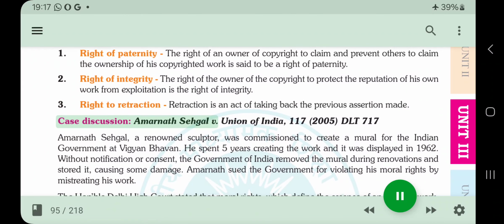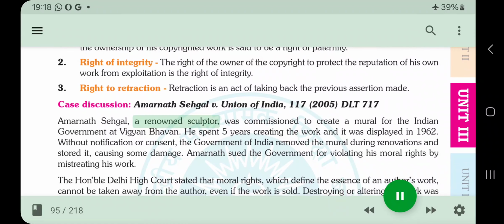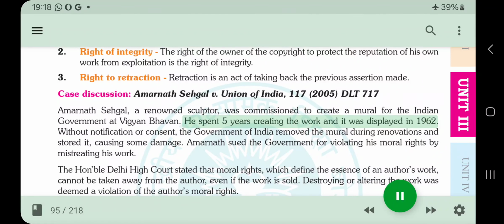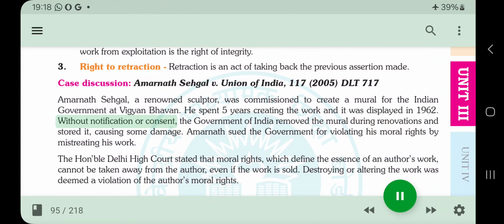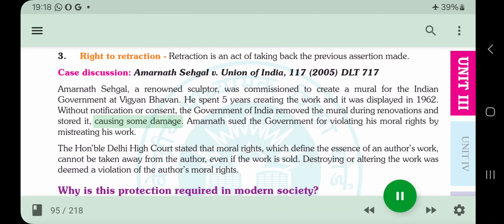Case discussion. Amarnath Sehgal v. Union of India, 117 (2005) DLT 717. Amarnath Sehgal, a renowned sculptor, was commissioned to create a mural for the Indian government at Vigyan Bhavan. He spent 5 years creating the work and it was displayed in 1962. Without notification or consent, the Government of India removed the mural during renovations and stored it, causing some damage.